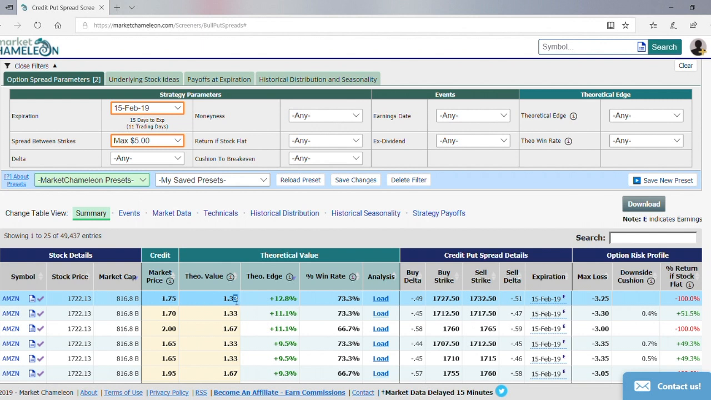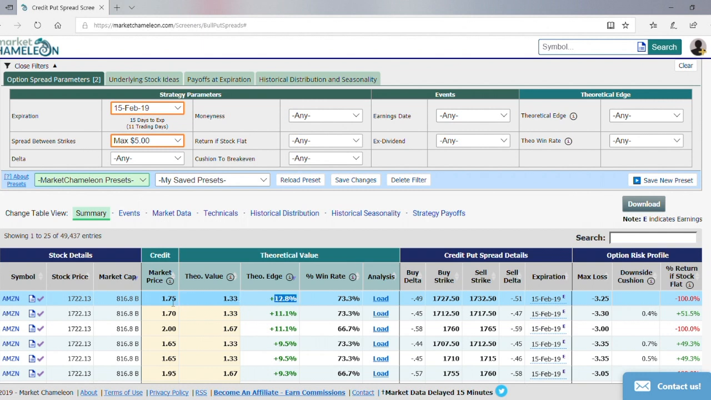Over here, this is the theoretical value, what we think this is worth. And this is the theoretical edge. I'll come back to this theoretical value, but the way this edge is calculated is you see that we are selling it for $1.75, higher than what we think it's worth, $1.33. Therefore, we have a positive theoretical edge.